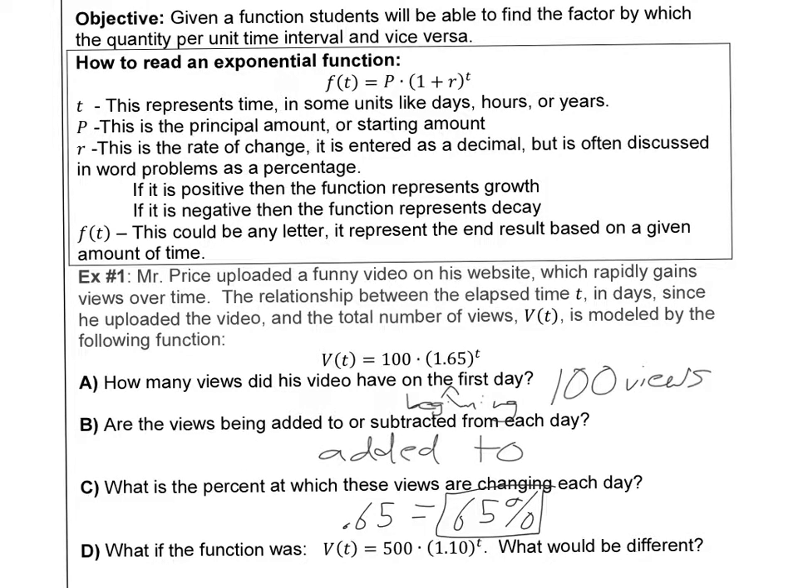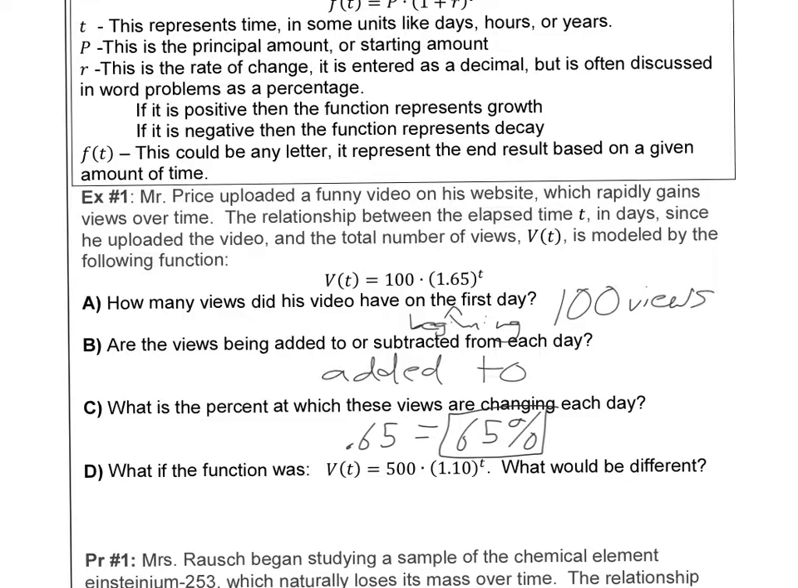So it's growing by 65% each day. So every day we get 65% more views. All right, so then this thing says, what if we had a different function? What if it was v of t equals 500 times 1.10 to the t?